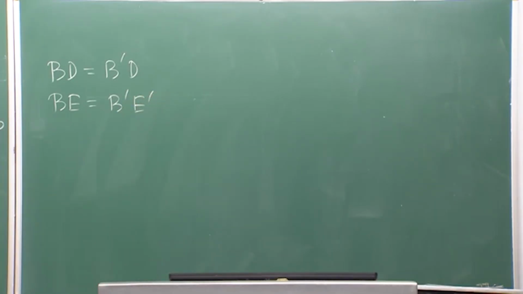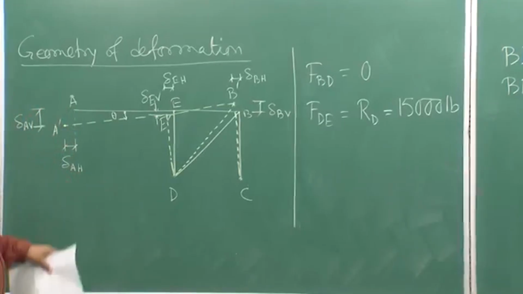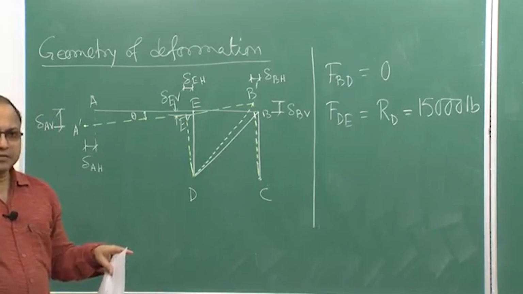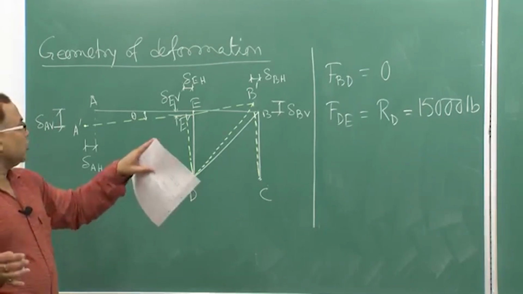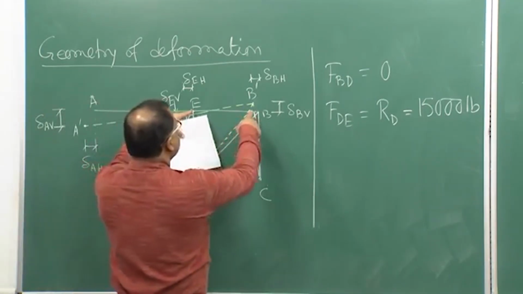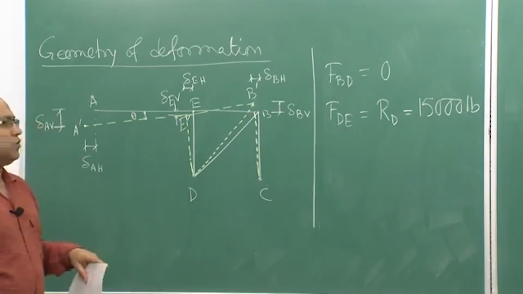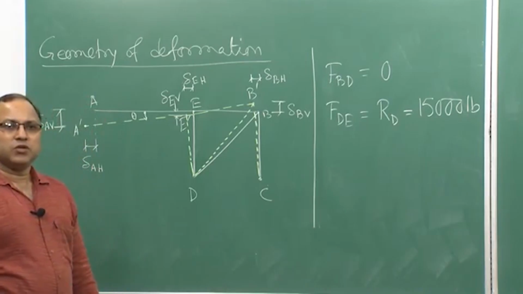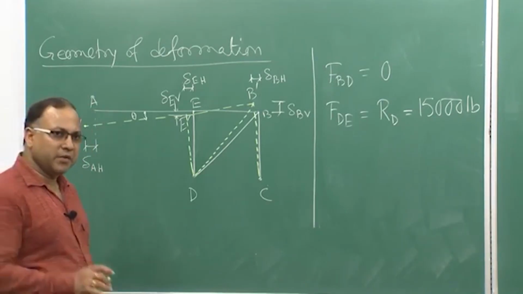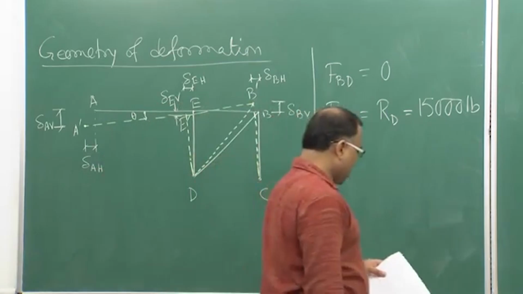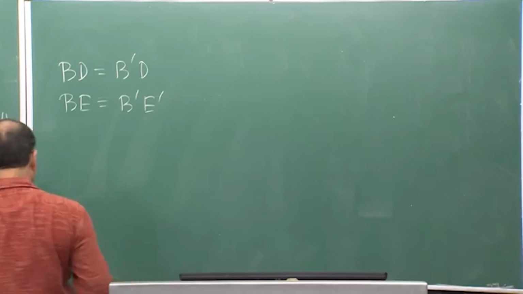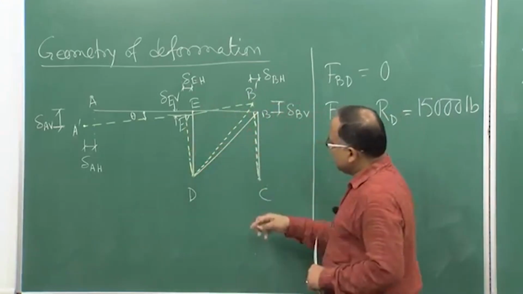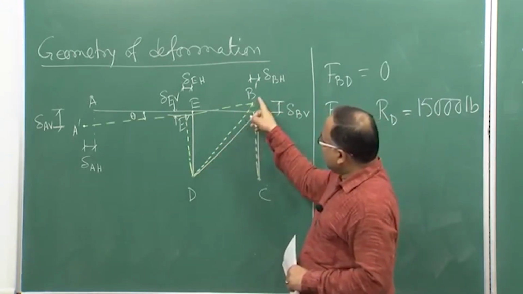Why is it so? Because we considered this AEB member as a stiff member. If that is a stiff member, then there is no deformation. So the length of BE before deformation must be equal to the length of B prime E prime even after deformation, because there is no deformation happening in that member, as it is the stiff member.